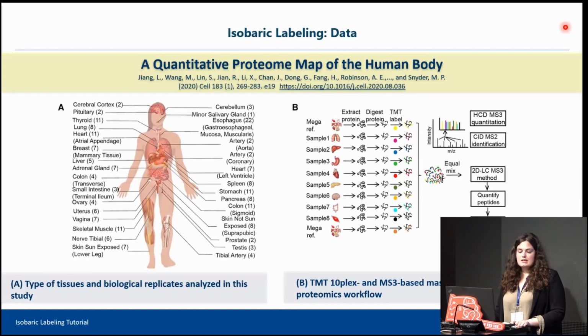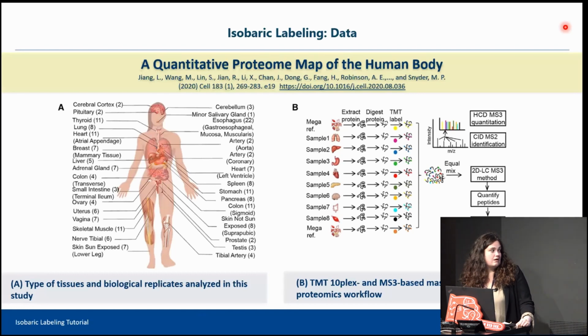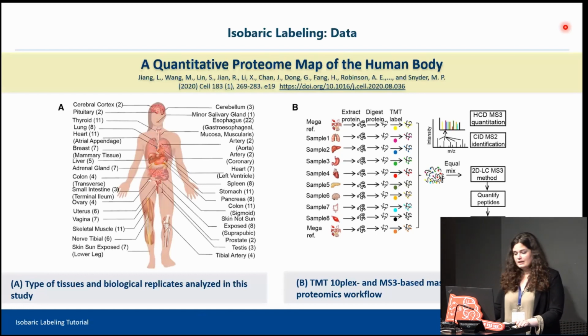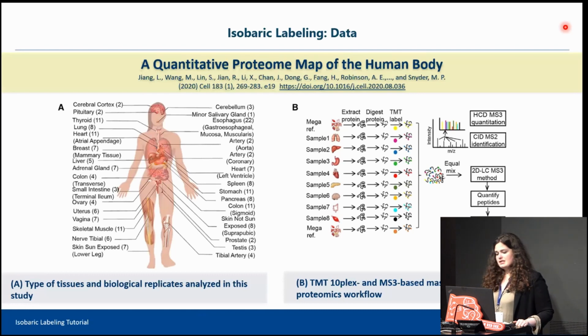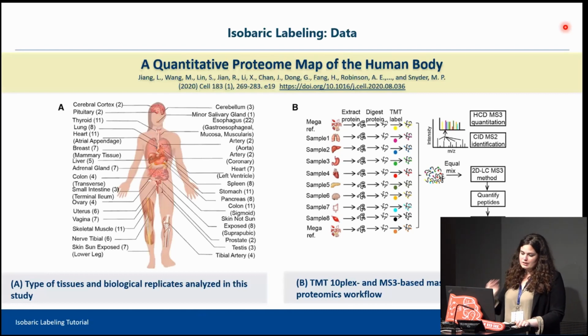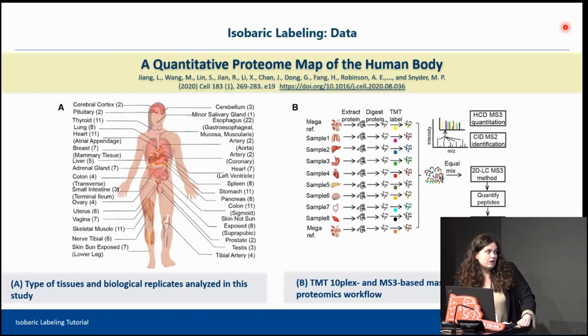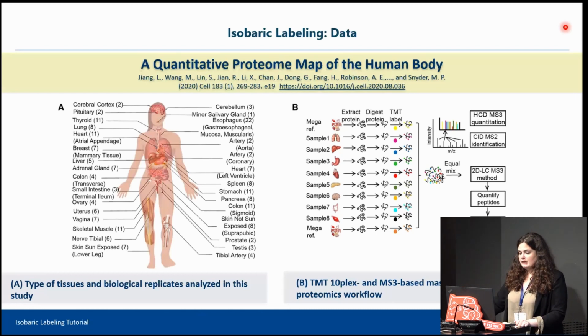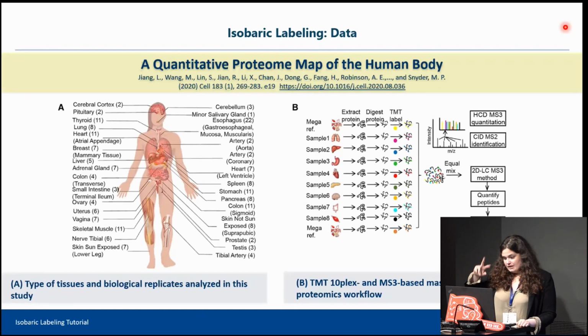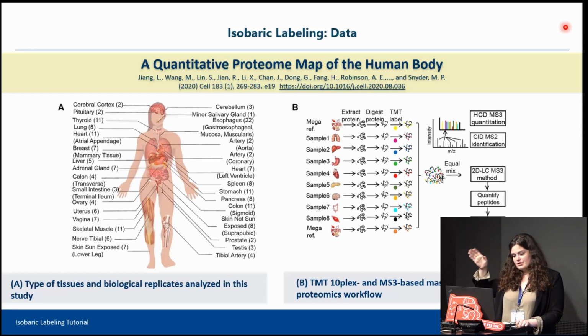And here in this case, we took this data set. This is TMT MS3 data. And as you can see, there are different tissues. So there is the human body proteome map. And here, for example, in figure B, you can see one TMT set where there are 2 reference channels, and then there are different samples. So the first channel is the reference channel, the last channel is a reference channel, then the samples.